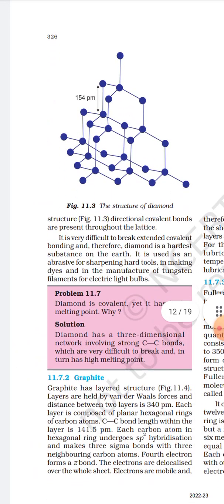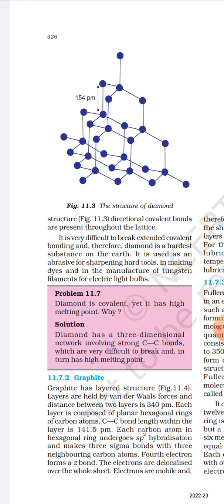In this structure, directional covalent bonds are present throughout the lattice. It is very difficult to break extended covalent bonding, and therefore diamond is the hardest substance on the earth. It is used as an abrasive for sharpening hard tools, in making dies, and in the manufacturing of tungsten filaments and electric light bulbs.